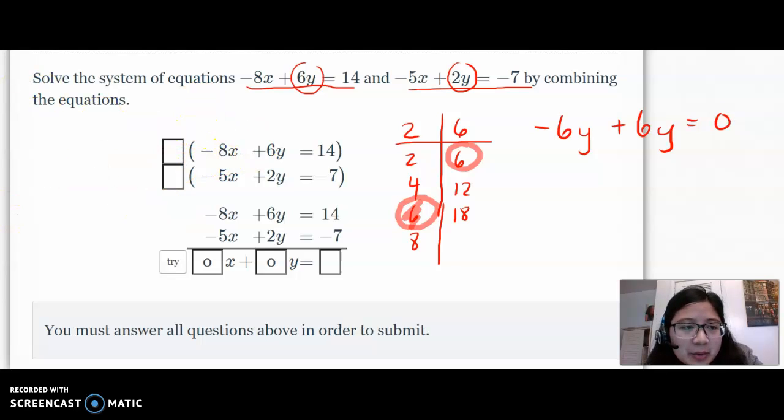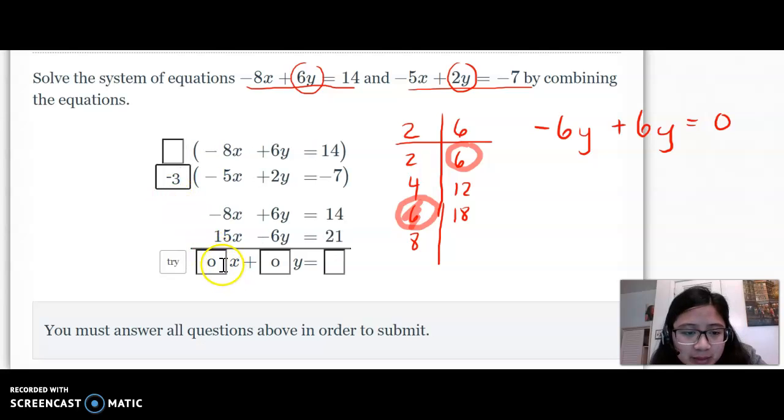So the numbers I'm going to choose here, I have a positive 6. So I'm okay with that positive 6 being as is. I'm just going to leave it alone. With this 2y, I want that to be a negative 6. So I'm going to multiply the whole thing by negative 3. And then right over here, I'm just going to go ahead and calculate.